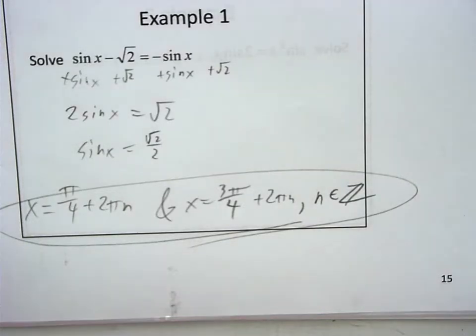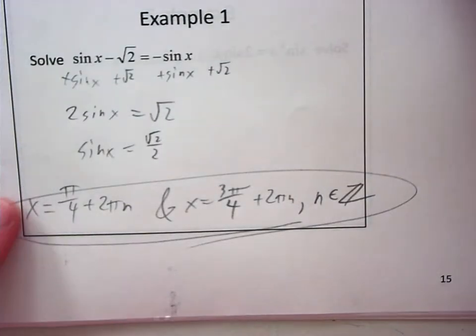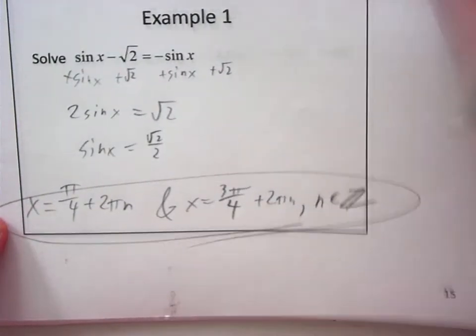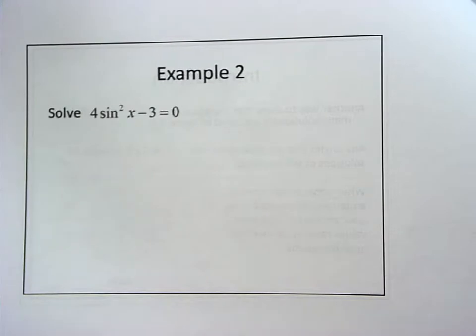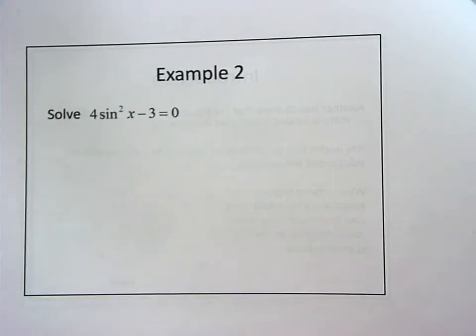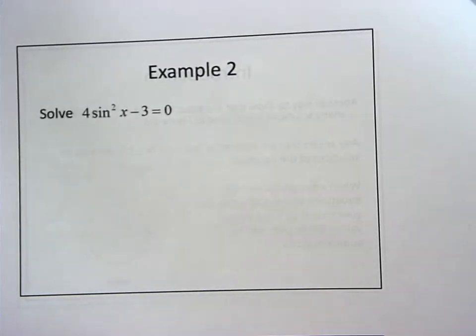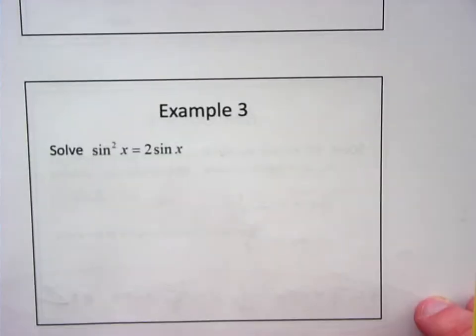And honestly, those are the simple types where you can very quickly get to sine of x by itself. Okay? You can also have ones like this. I'm not going to go through the whole thing here, because I do want to make sure we cover everything today. But this one, what would you do to start? Add 3, divide by 4, take the square root. Figure out what sine is equal to, square root of 3 over 2. Again, it's on the unit circle. We'll skip that one for now.